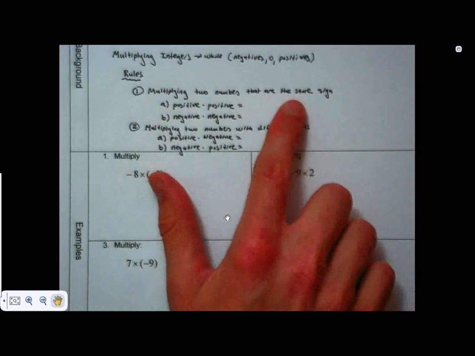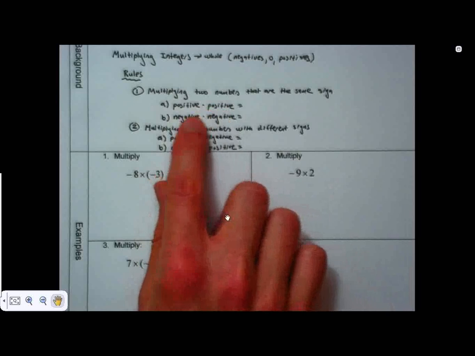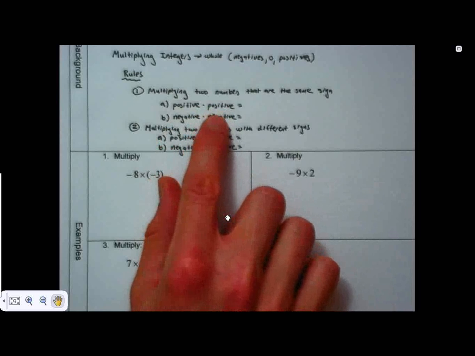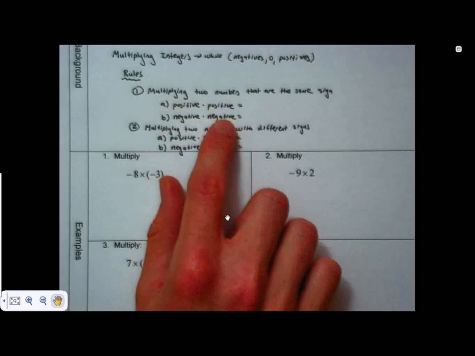So when we're multiplying integers, there are two rules to follow. The first comes from multiplying two numbers that are the same sign. That is, if you're multiplying either a positive times a positive, or a negative times a negative. In either one of those two cases, your answer is going to be positive.